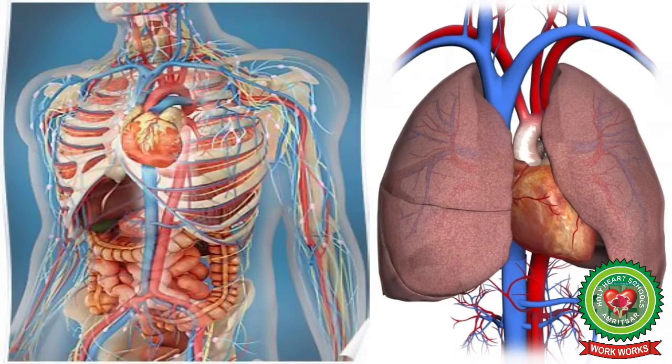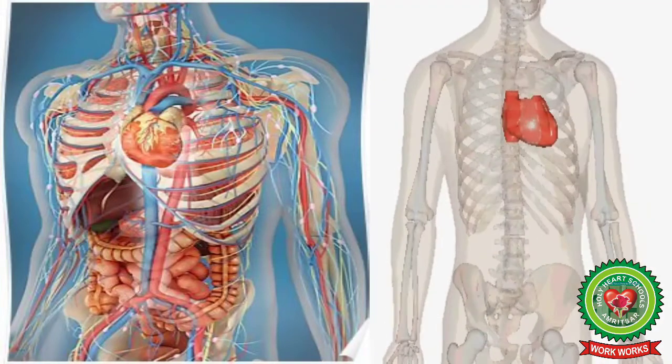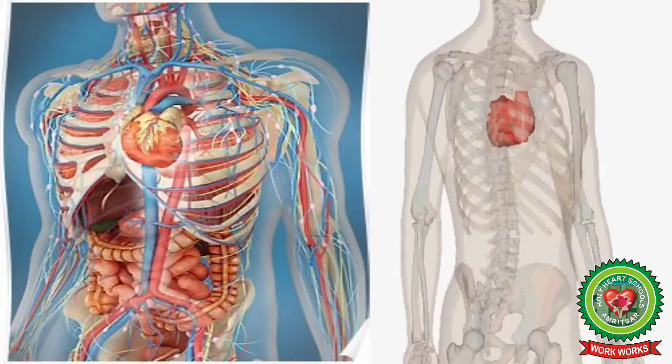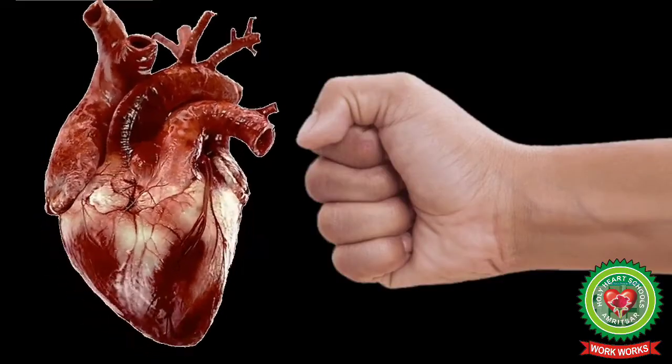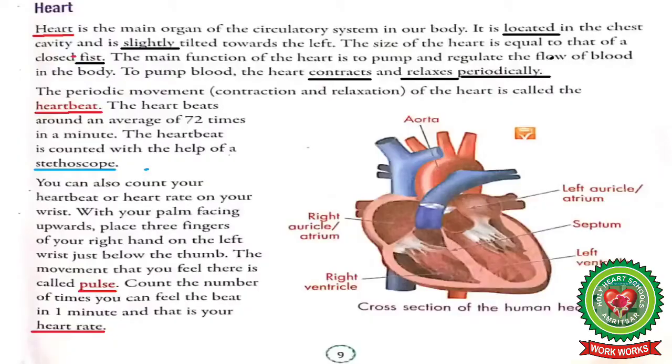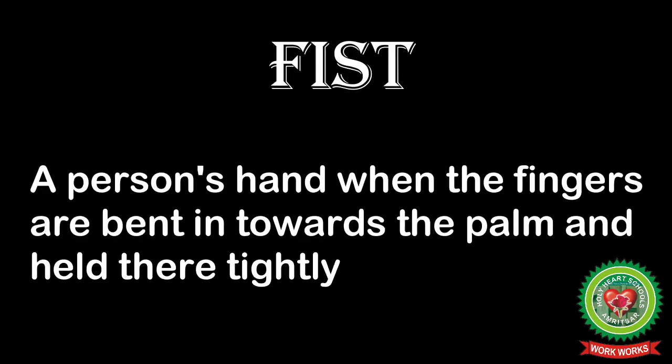Students, heart is located between the lungs, just behind and slightly to the left of the breastbone. It is protected by the rib cage. The size of the heart is equal to that of a closed fist. Underline word fist and write down its meaning: person's hand when the fingers are bent in towards the palm and held there tightly.